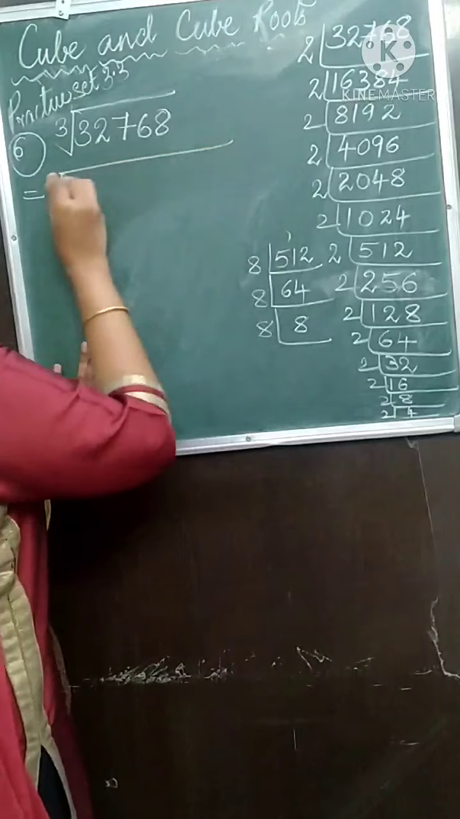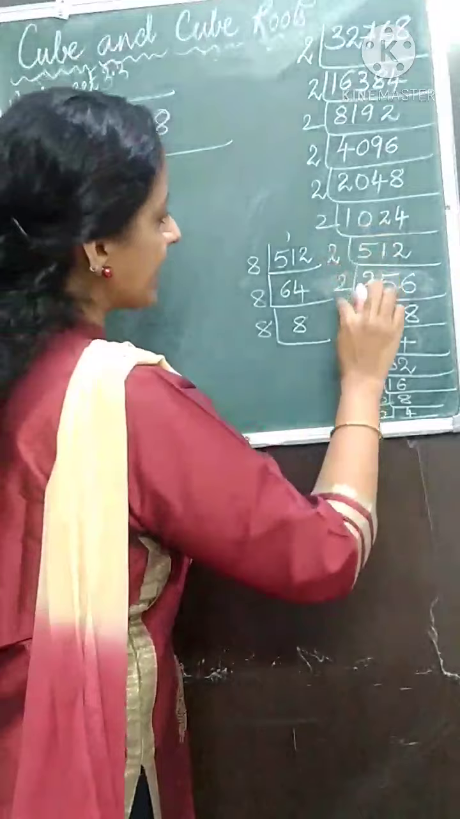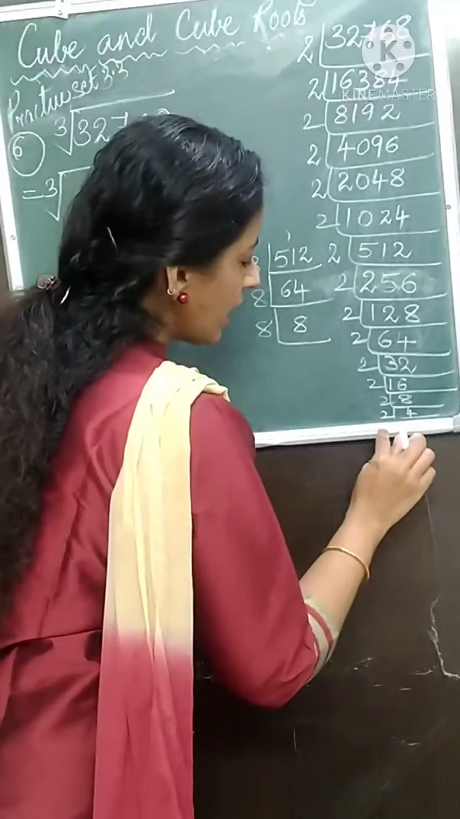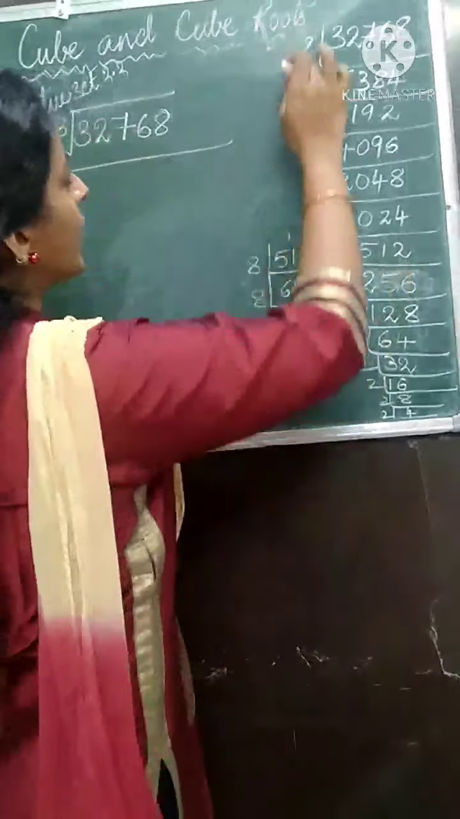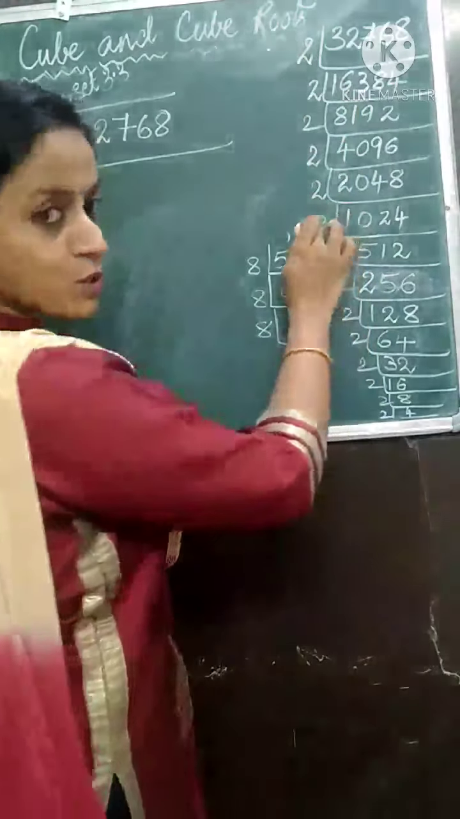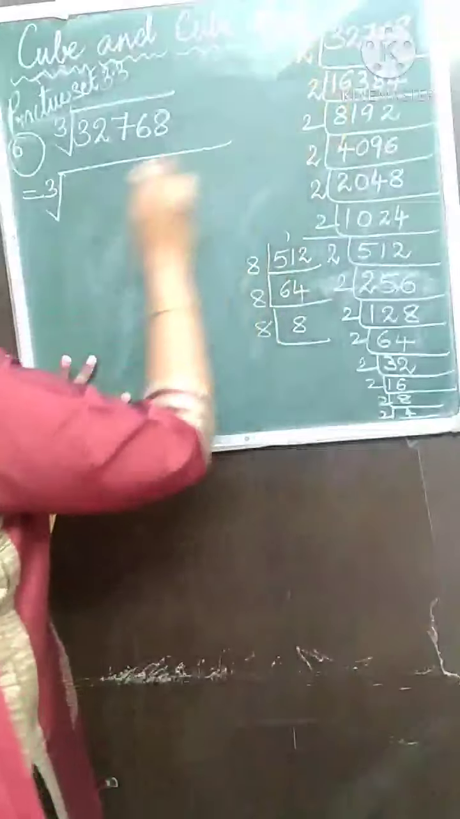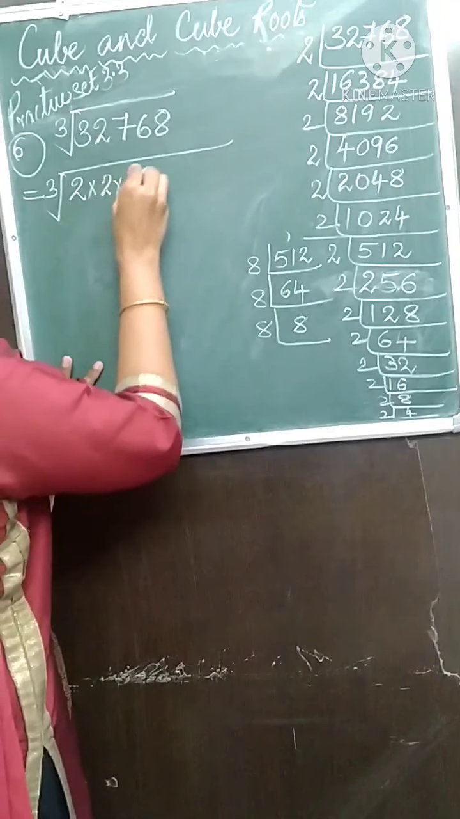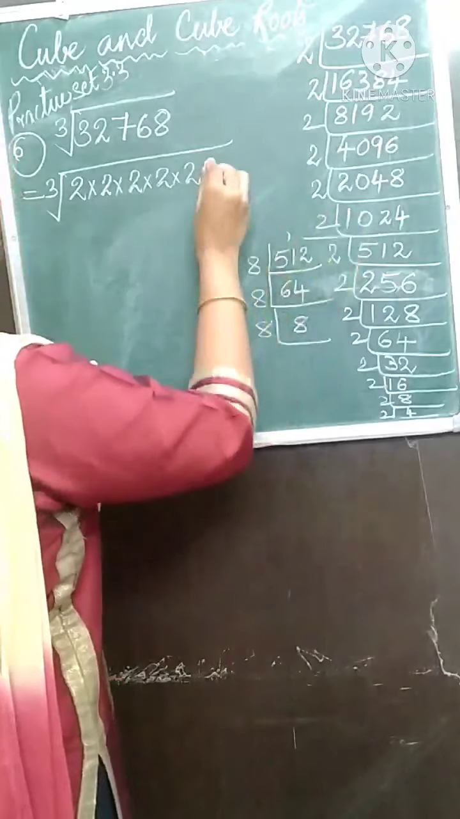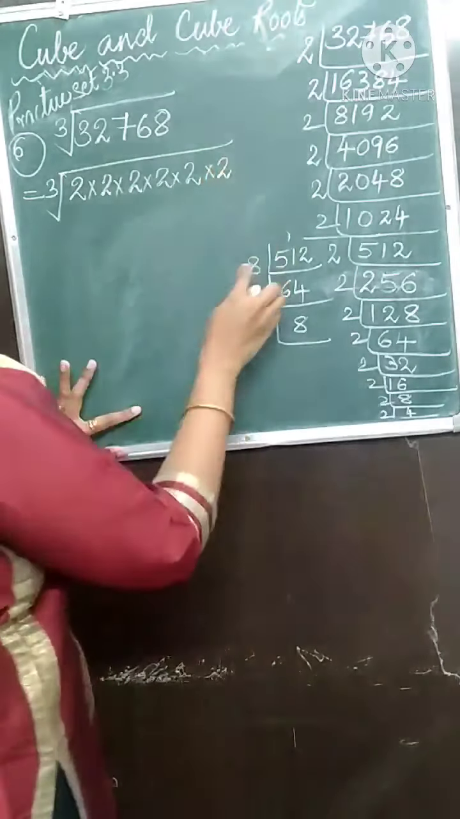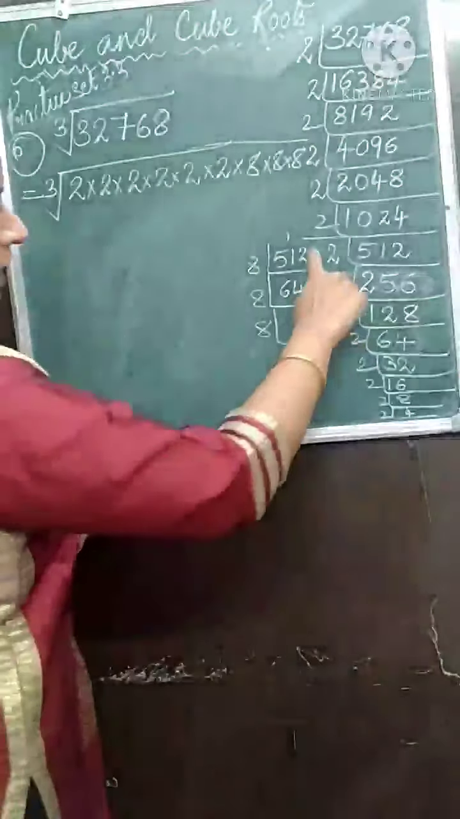Let me copy the factors. 1, 2, 3, 4, 5, 6, 7, 8, 9, 10, 11, 12, 13, 14, 15 twos are there. If you stop till here, you will write 6 twos. And here if you break, you will write 8 three times. So let me write 2 into 2 into 2 into 2 into 2 into 2, 6 times. And I'll write this 8 into 8 into 8. Then I need not write the remaining twos.